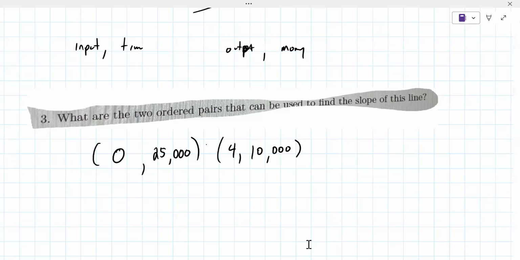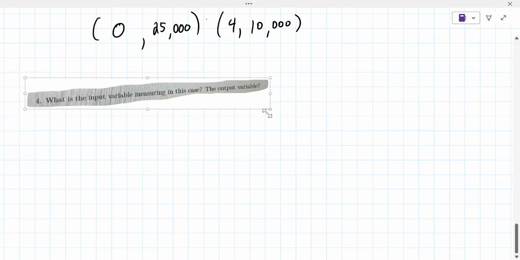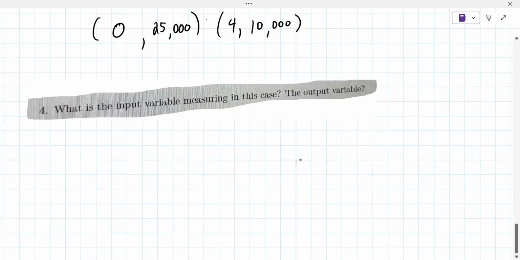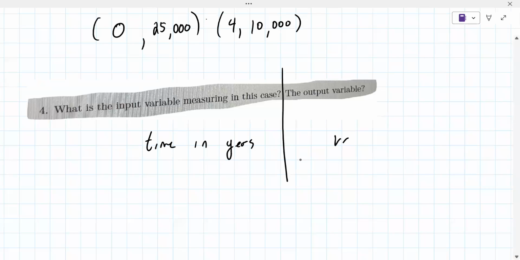Okay, so number four, we've kind of already addressed because we've talked about the units, but we'll just keep going with it. It's hard to talk about them without talking about all of these things at the same time. So what is the input variable measuring? Well, time in years is the input variable. The output variable is the value in dollars.